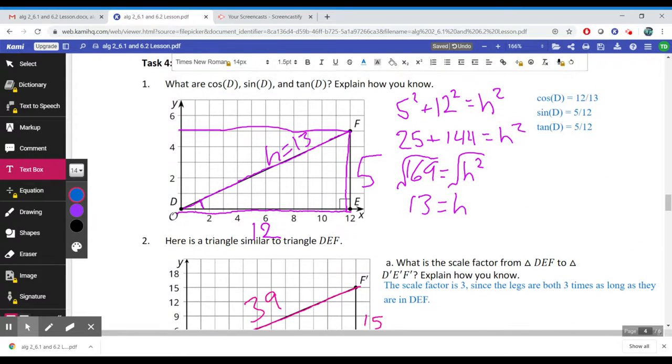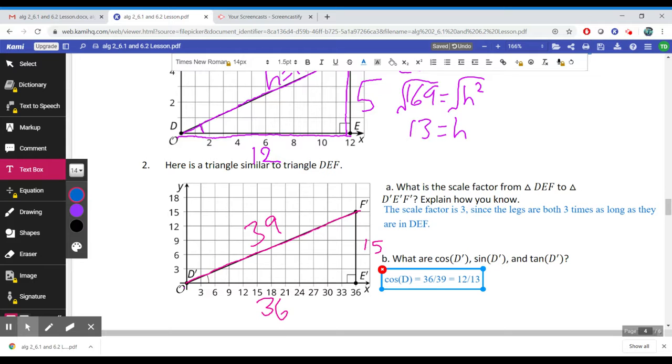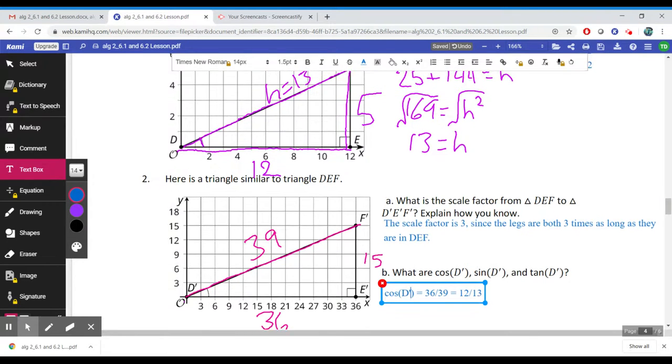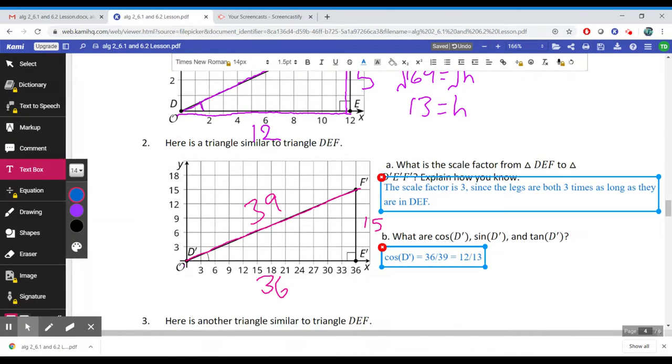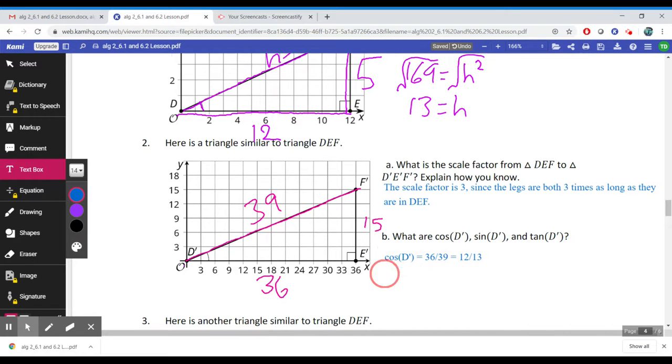And what do you know? Oh, I forgot the primed on this one. Let me go ahead and put that in there so we don't get confused. There we go. The cosine of d just happens to be equal to the cosine of d primed. Let's see if that holds true in all of our cases.